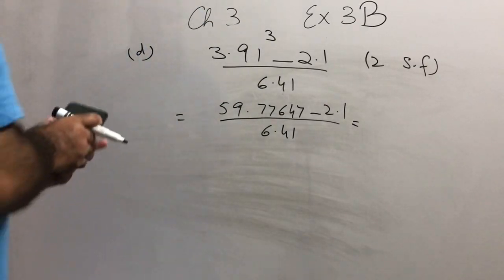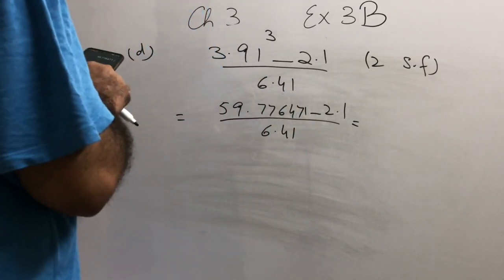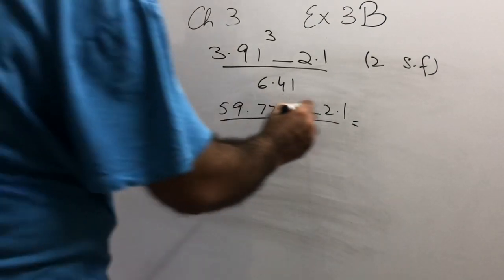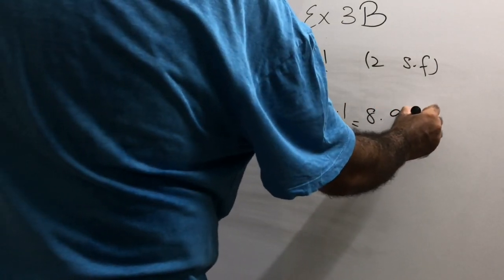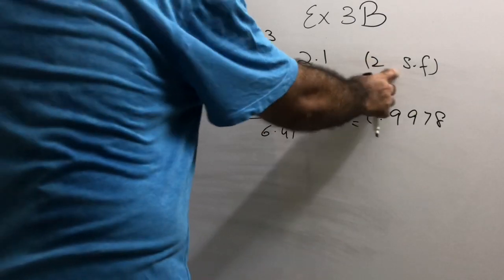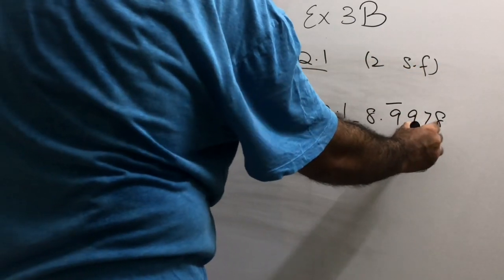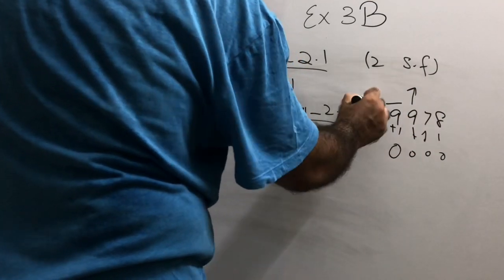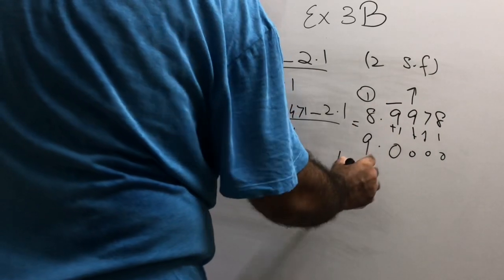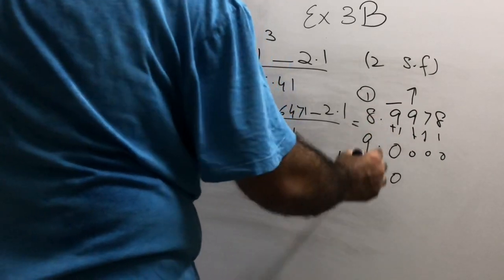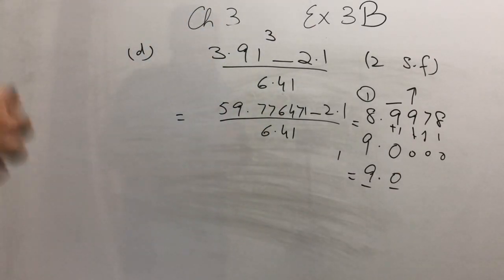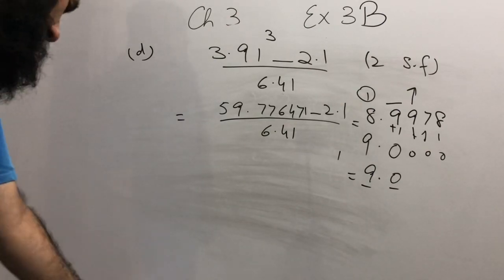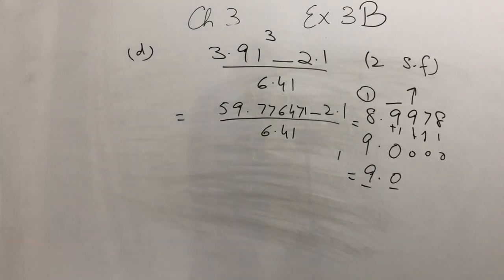So we will do minus 2.1 divided by 6.41. We get the answer 8.9978. We need two significant figures, 1 2 up till here. This will be 0. This is greater than 5. We add 1 here. 9 plus 1 is 10. 1 will be carried forward. Put 0. 8 plus 1, 9. Okay. So 9.0. Here we have two significant figures. So this is the answer for part D. So we have done 4 complete questions in this video.